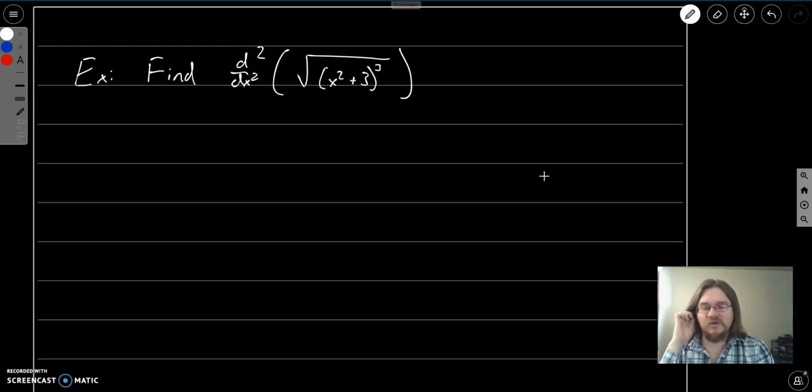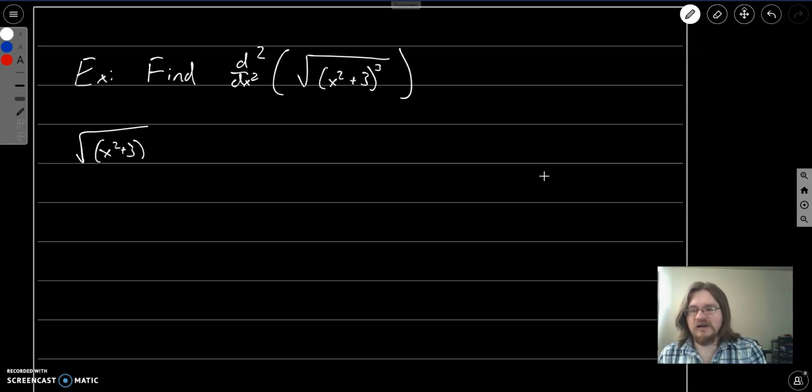So here, I want to take the second derivative of the square root of the square root of x squared plus 3 to the third power. And what I want to emphasize here is that there's a little bit of a shortcut, because what we could do is we could use the chain rule twice here. We could say, oh, I have my outside function and my inside function, and then my inside function is actually another outside function and an inside function.